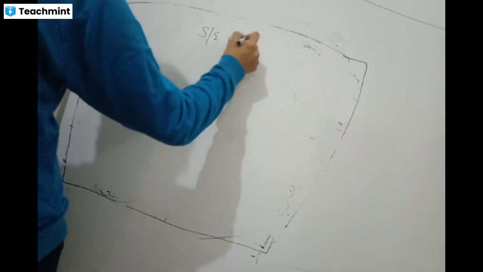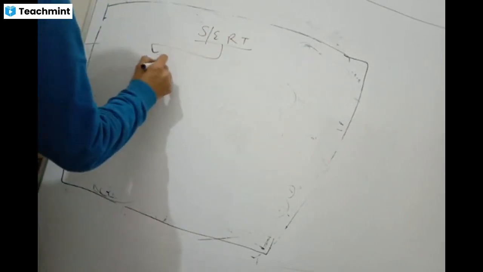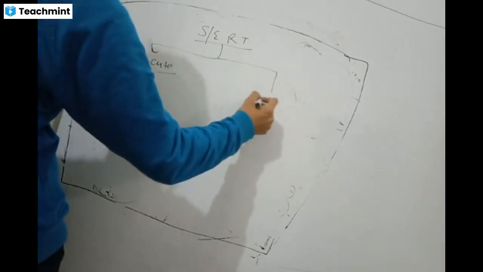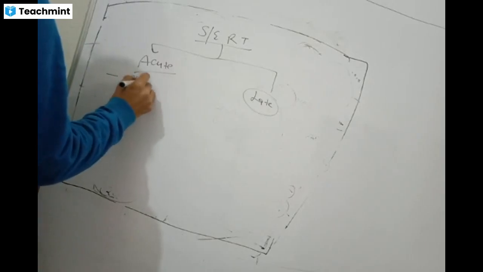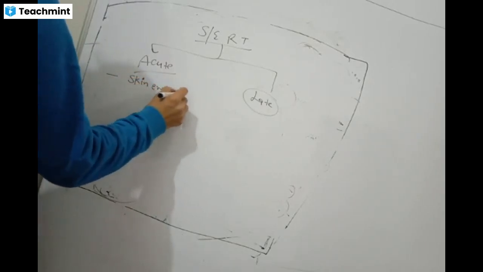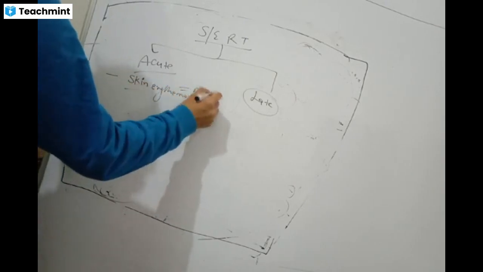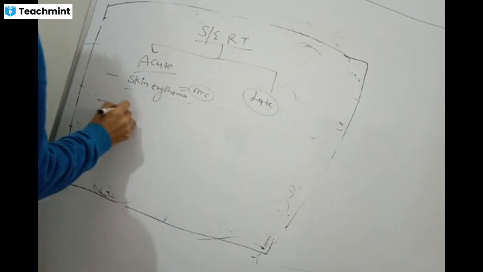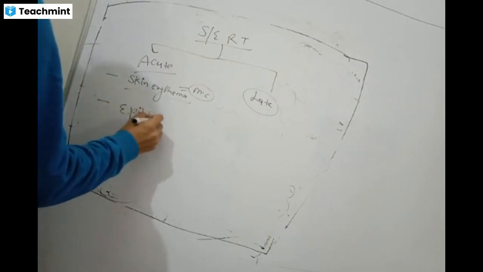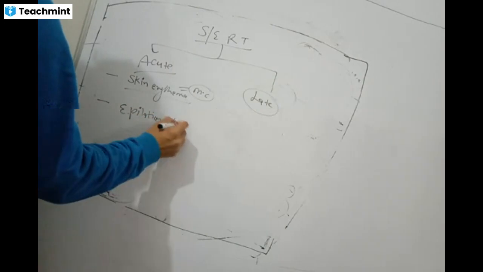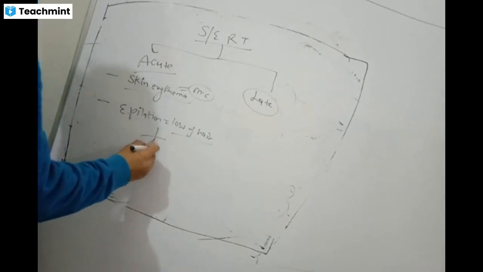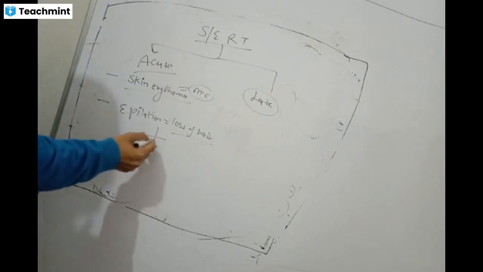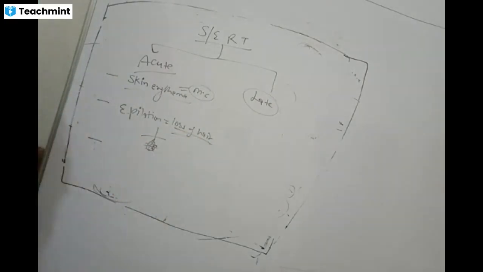Then some side effects of radiotherapy. These are of two types. One is acute onset and one is late onset. Acute, the most common is skin erythema, means redness of the skin. This is more common. Second is epilation, that is loss of hair. Hair has hair follicles which have multiplying cells, so radiation will destroy this. There will be loss of hair.